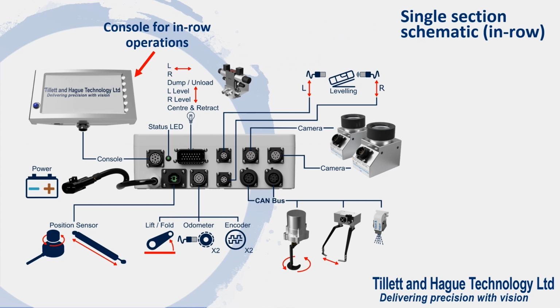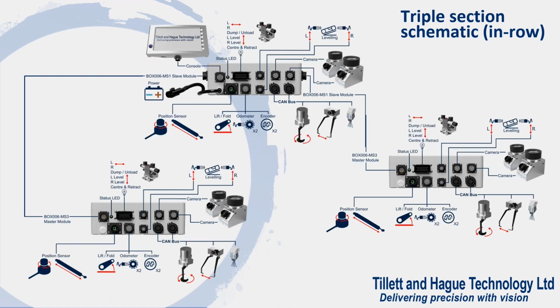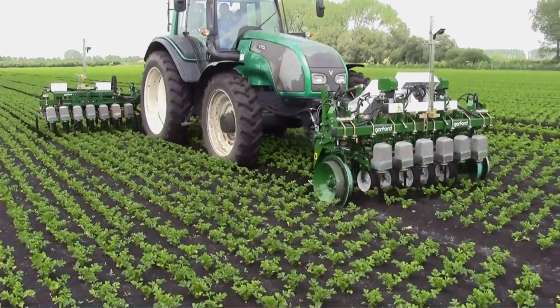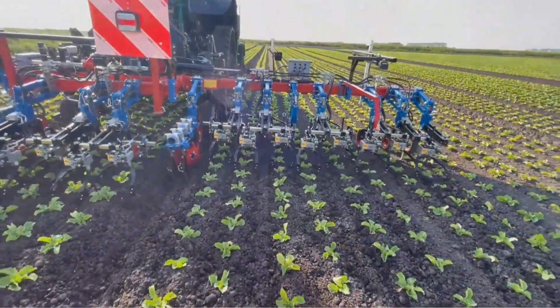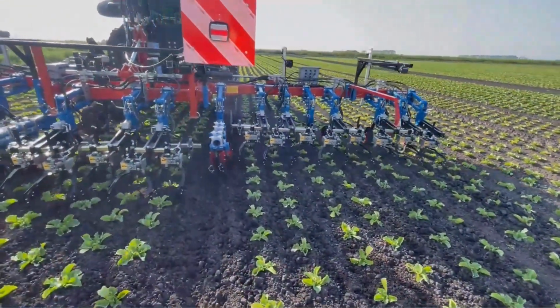The console connector and console cable are the same as those used for INRO applications. The console itself looks the same and mounts in the same way, but is loaded with the computationally more demanding INRO software. Like INRO systems, these are modular and can be configured to control multiple independently steered sections from a single console. This schematic is of a triple section system, shown here in action fitted with electric rotors, or in this example with reciprocating blades, demonstrating the flexibility of our systems.